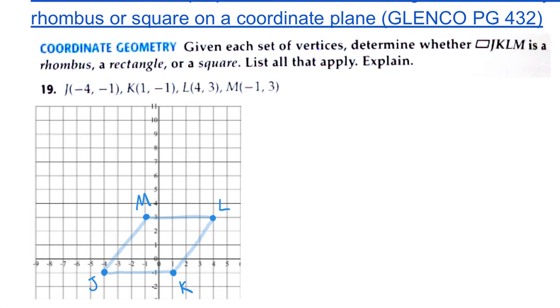So the first question says, given the set of vertices, determine whether JKLM, this quadrilateral right here, is a rhombus, a rectangle, or a square. Looks like we've got three options, right? And it says list all that apply. And then critically, it's asking us to explain.